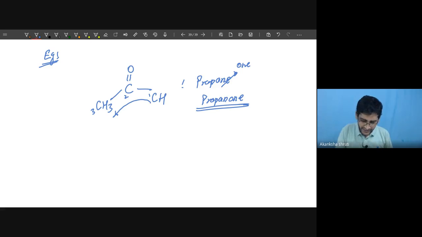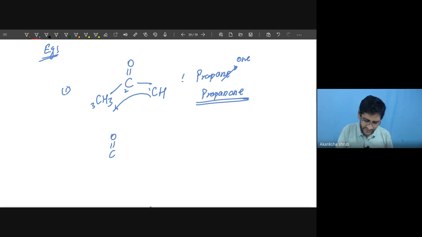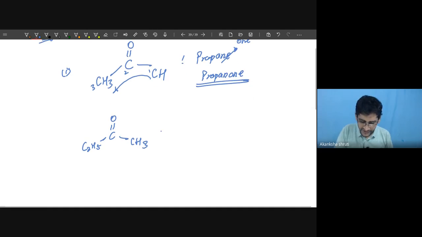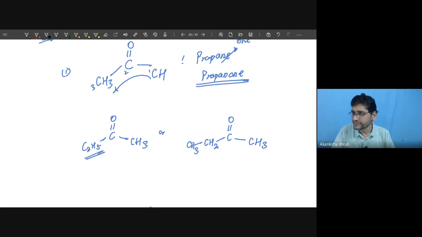Student, if these are different, let me attach different groups. From this side I am attaching C2H5 and on this side CH3. What does it mean? The structure is like this. C2H5 means the two carbon chain is already there. For the end we can attach the 3 carbon, but for the middle we can attach the 2 carbon. And then this C and O, then on this side CH3. Hydrogens are written in compact form, student.